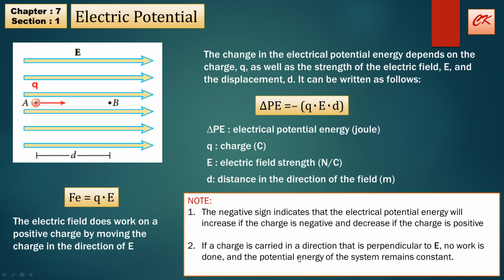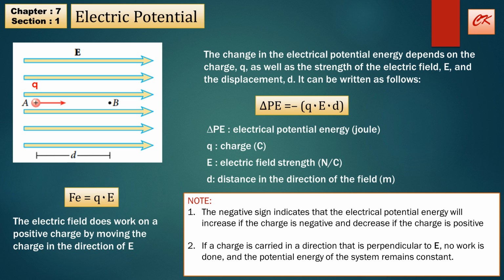And the second, if a charge is carried in a direction perpendicular to the field, pay attention, we move it perpendicular. Since d in the electric field doesn't change, d will be 0 here, so there will be no change in potential energy. Yani, if you put 0 instead of d here, then the potential energy change will be 0, which means its potential will be constant. It is something like you hold a book and walk with this book.